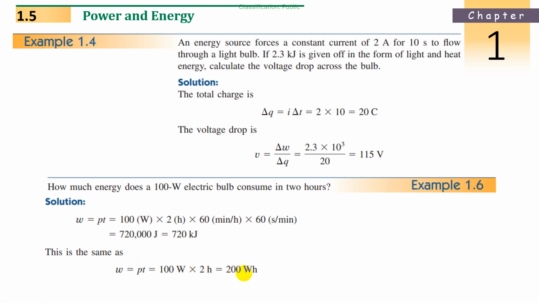The electric meter inside or outside our home always measures in watt hours or kilowatt hours, not in joules. They will not calculate in joules. Joules is a very small quantity, so it will give a very big value.